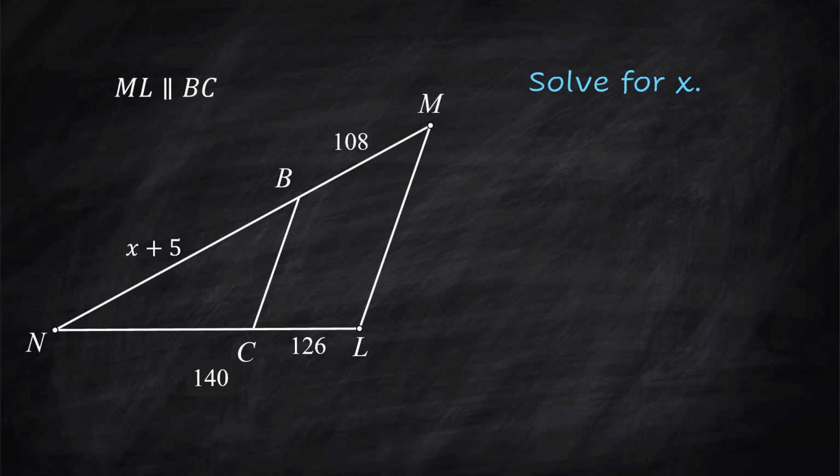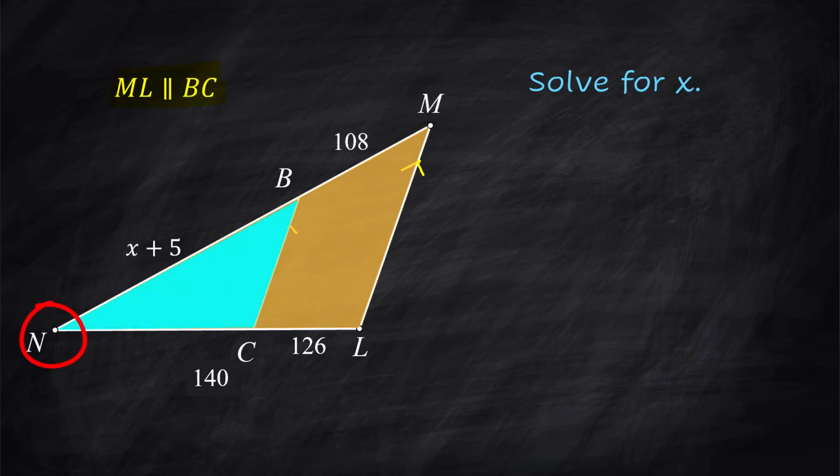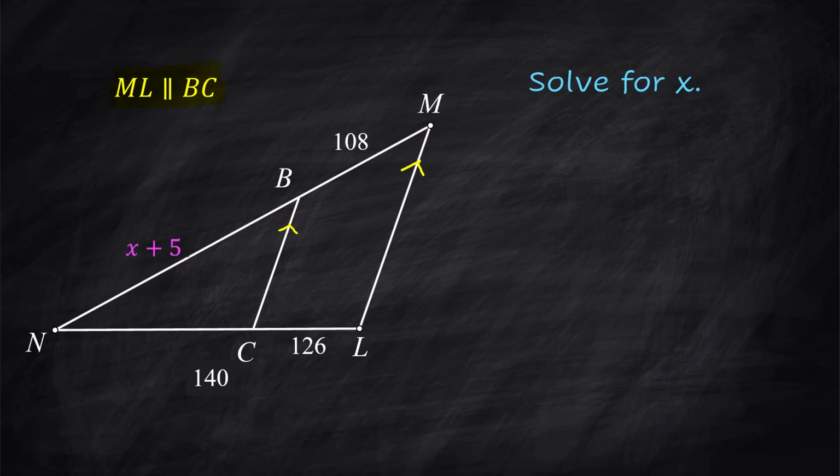Taking a look at the diagram, it's a nice little diagram, but the only information they gave us is that ML is parallel to BC. When you have two sides that are parallel, you have two similar triangles. There is a small one and then there is a larger one, and they both share that little corner end. I need to set up a proportion here. I'm going to start with that x plus 5. That's where my eye goes right away.